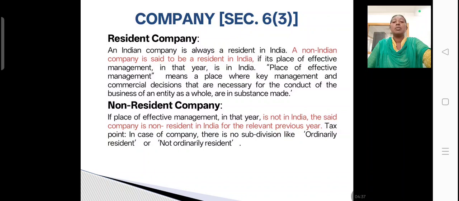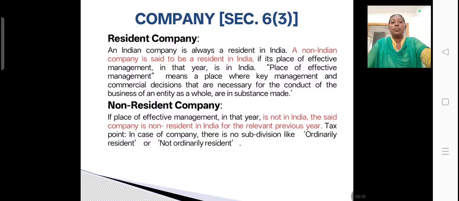Company, section 6 subsection 3. Resident company: an Indian company is always a resident in India. A non-Indian company is said to be a resident in India if its place of effective management in that year is in India. Place of effective management means the place where key management and commercial decisions that are necessary for the conduct of the business of an entity as a whole are, in substance, made.